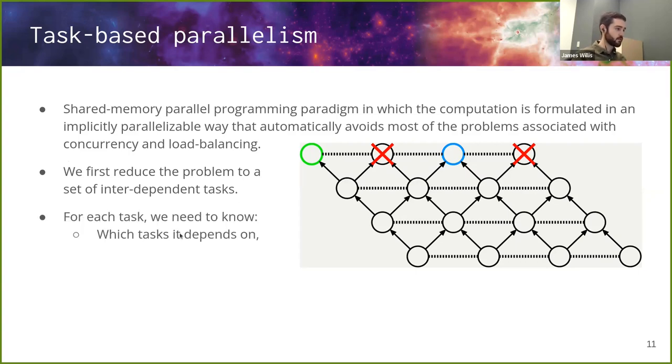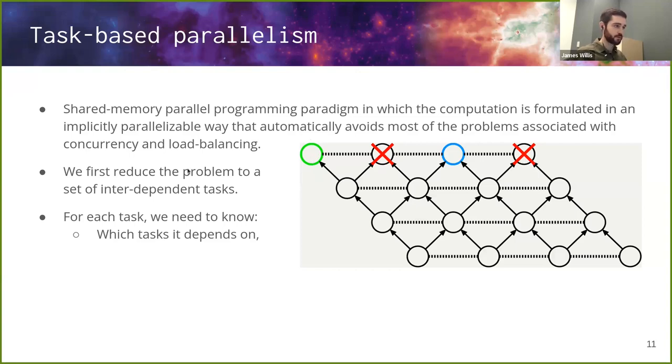And then for each task, we need to know which task it depends on. So for example, in SPH, we need to compute the densities of the particles before we can compute the force on them. So say, for example, these are a set of force tasks. These depend on the density. So this arrow here represents a dependency. This force task depends on this density task to run before it itself can run. This density task now has no dependencies, so it can run whenever a thread comes along and picks it up.